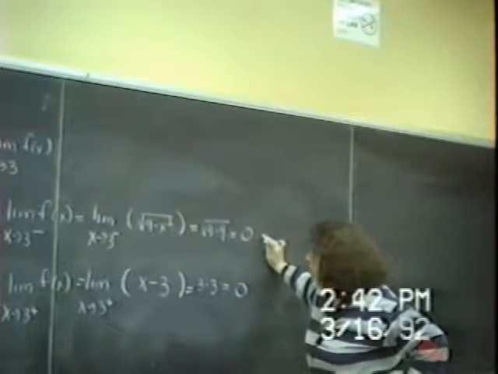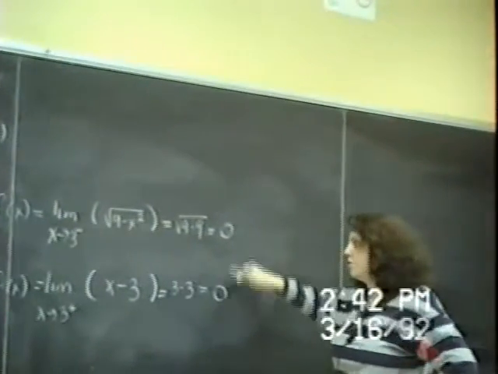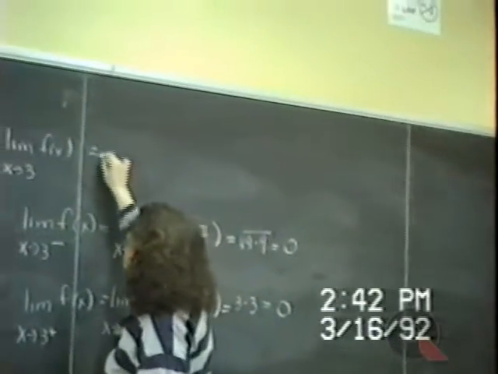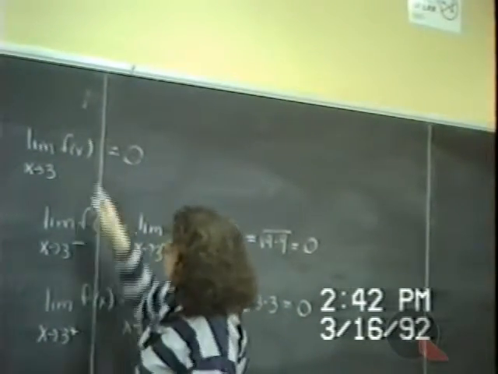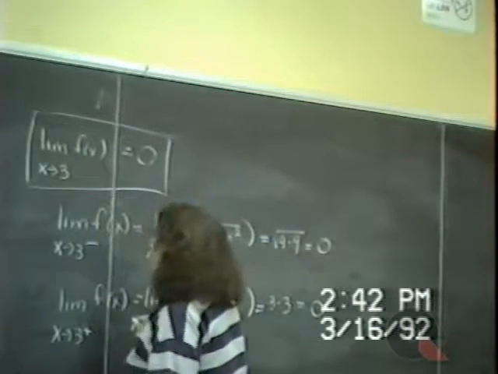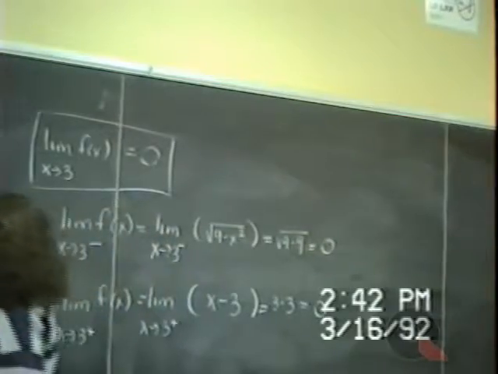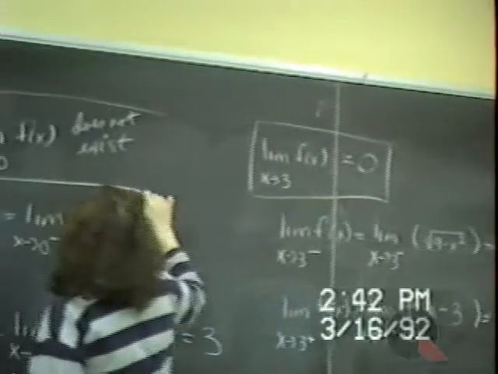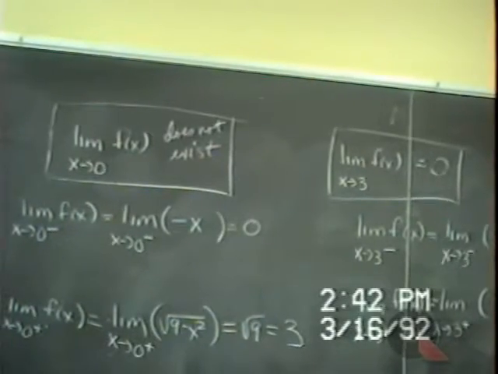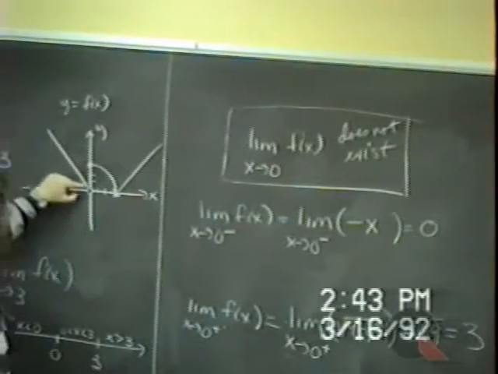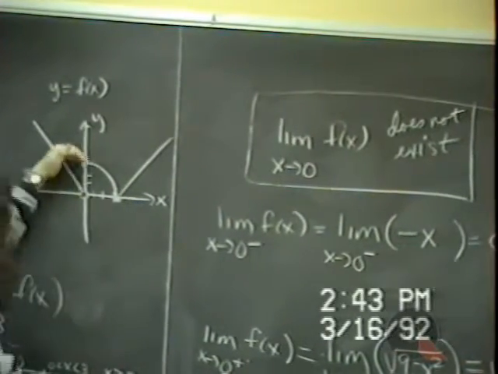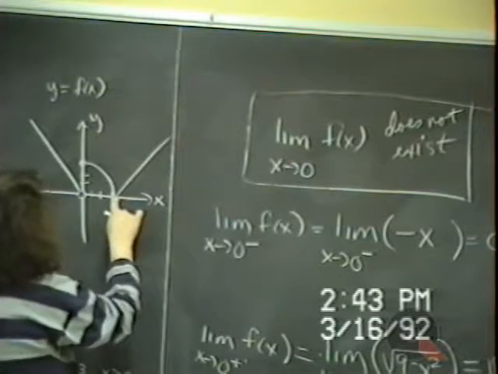Since the left-handed limit is 0 and the right-handed limit is 0, since they are the same value, you write down their common value for the two-sided limit. So the limit of f of x as x approaches 3 is 0. But the limit of f of x as x approaches 0 did not exist. Once again, geometrically, at 0, the road from the left and the road from the right did not come together. At 3, however, the road from the left and the road from the right did come together.